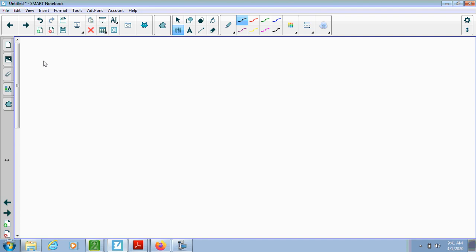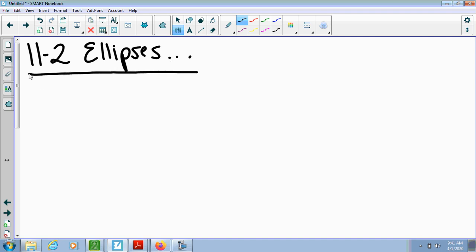Alright, off my soapbox, and we're doing 11.2. So 11.2 is our second conic section. We did parabolas last time. This will be our ellipses. And an ellipse is, yes, in English, that is your dot, dot, dot, but it also is a shape that you can get if you slice a cone in the right way.